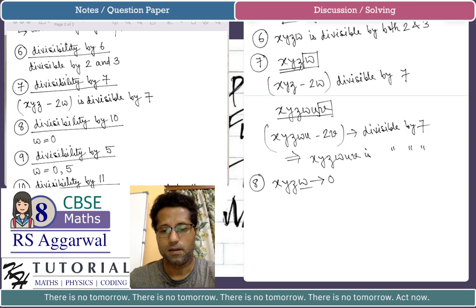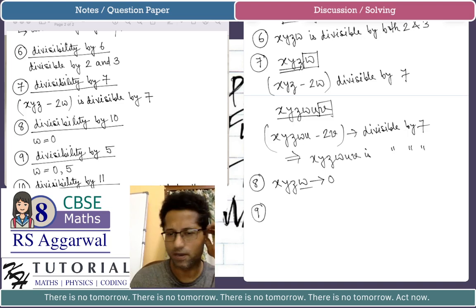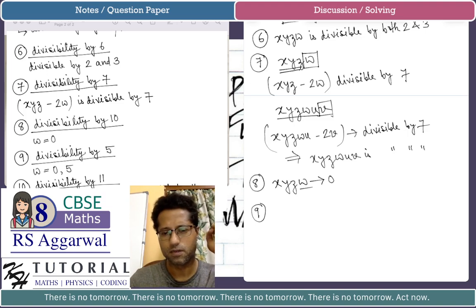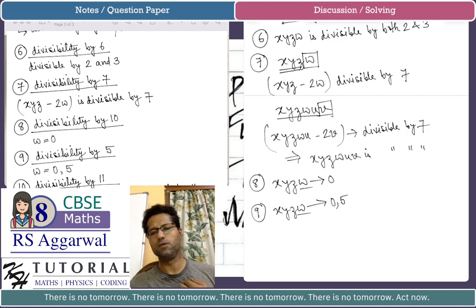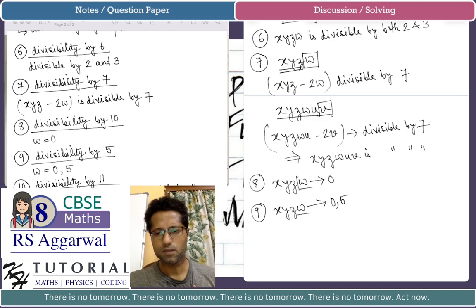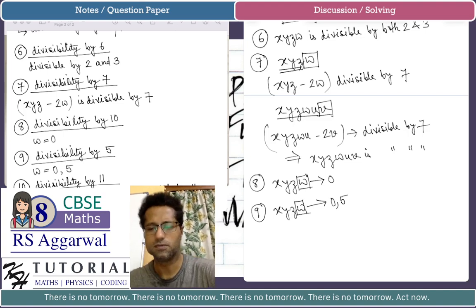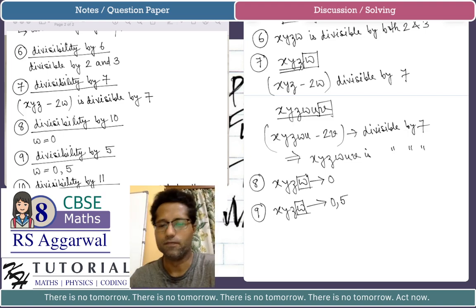Okay. Nine, divisibility by 5. For divisibility by 5, the digit at the units place has to be either 5 or 0. It is also a straightforward rule. The given number is XYZW, so W is 0 or 5. If W is 0 or 5, then we can say that the number XYZW is divisible by 5.